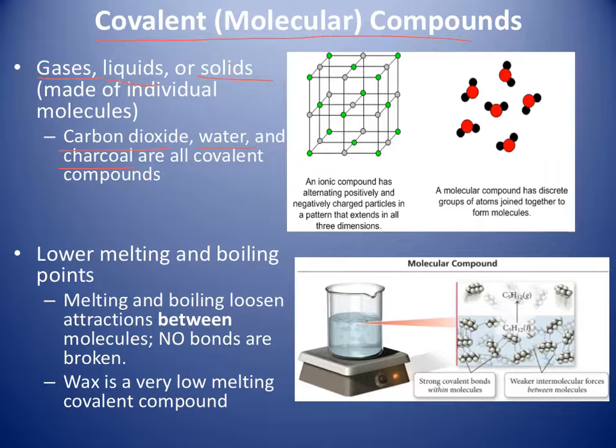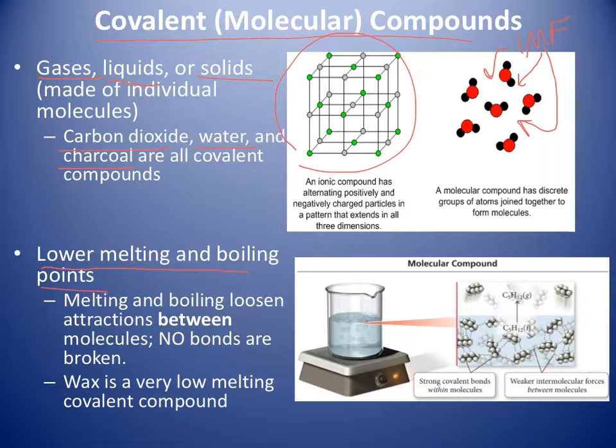And again, the properties depend primarily on intermolecular forces. Again, that's the attraction that exists in between molecules. Obviously, an ionic compound has very, very strong intermolecular forces because of those oppositely charged ions. The intermolecular force in a covalent compound varies dramatically depending on what the compound is. But in general, we can say that covalent compounds have lower melting and boiling points.